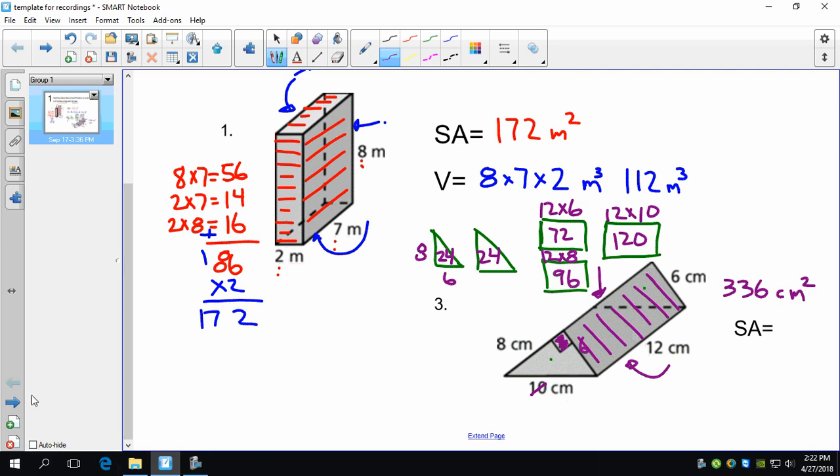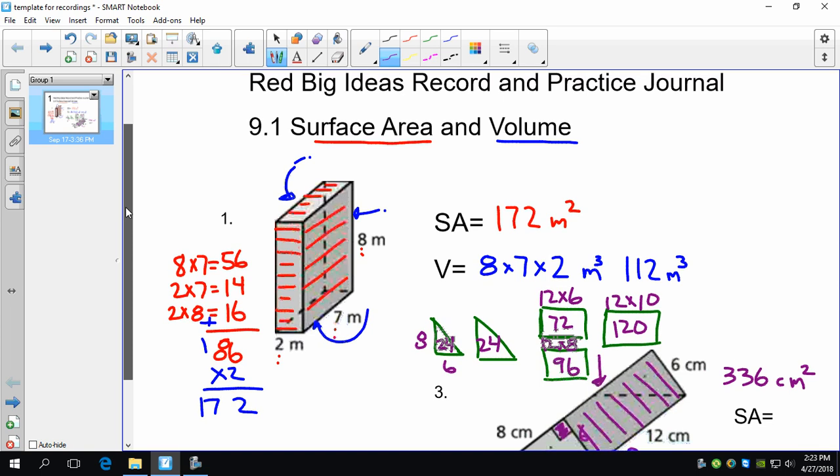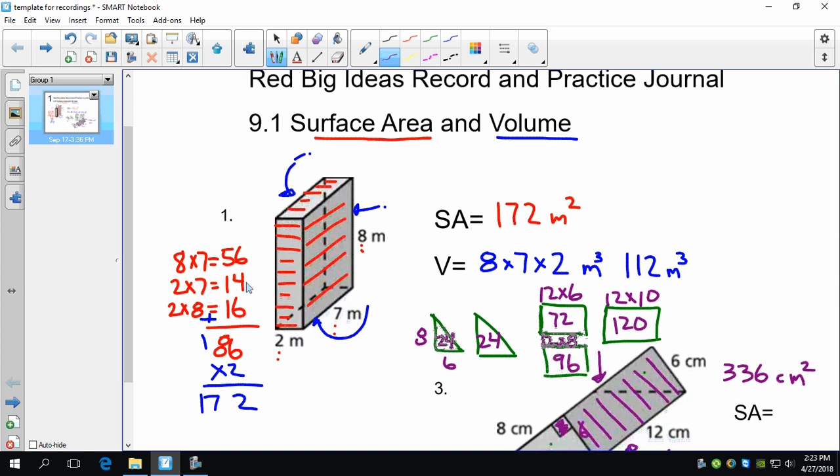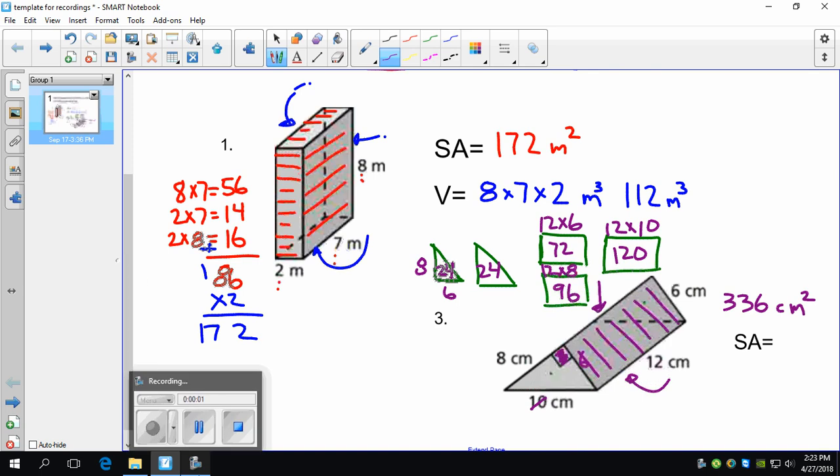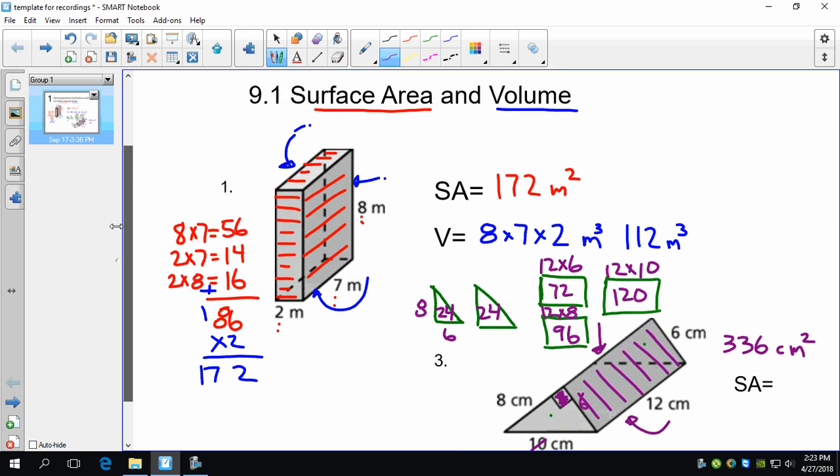So just to recap on 9.1, we did surface area for a rectangular prism and for a triangular prism. The triangular prism has 5 sides. Make sure you get all 5 sides: 2 triangles, 3 rectangles. The rectangular prism has 6 sides. Find the area of 3, times it by 2, and you have your surface area.